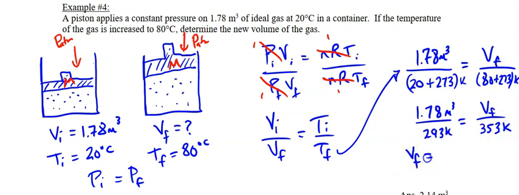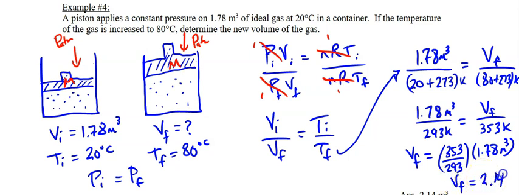So the final volume is going to be a ratio of 353 over 293 multiplied by 1.78 meters cubed. And that gets you a final volume of approximately 2.14 meters cubed. And that's it for this example.